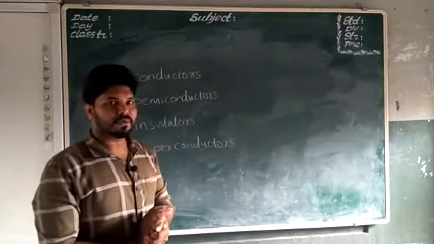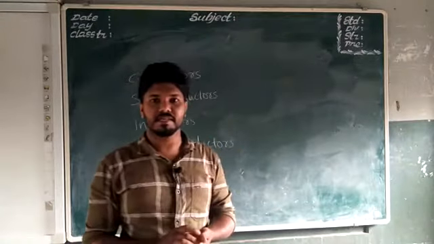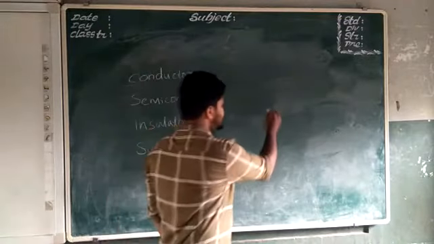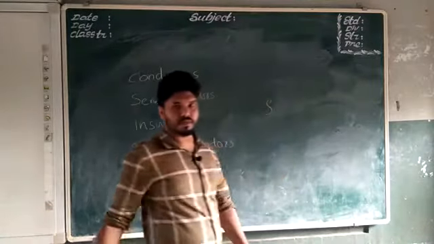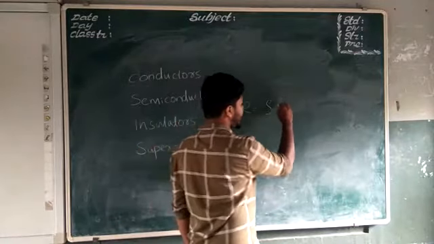Already we studied about resistivity, isn't it? What was the unit of resistivity? It's ohm meter. The symbol of resistivity is rho, and we studied the equation R equal to rho L by A.